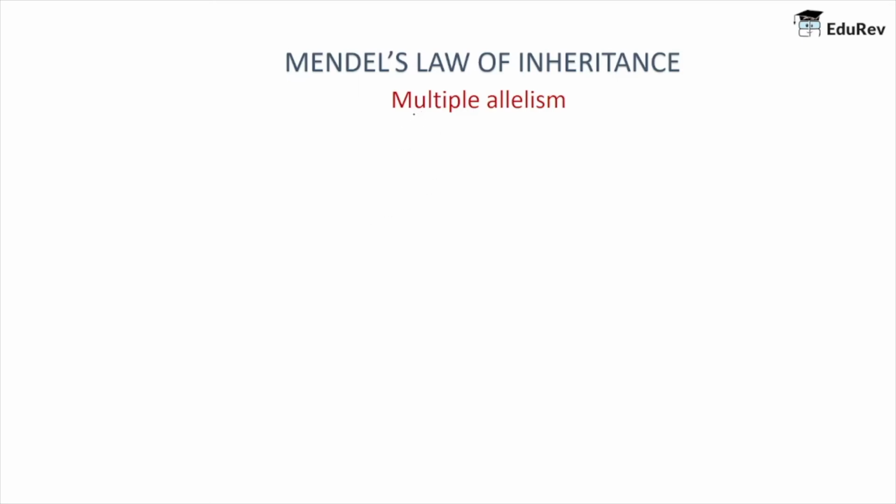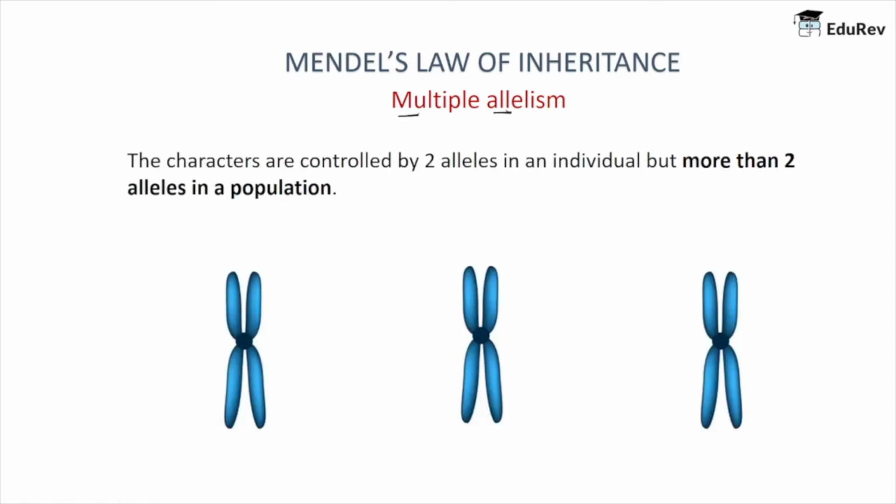Now multiple allelism, what do you mean by multiple alleles? We are studying about multiple alleles. And where have we seen it? We have seen that 3 alleles are governing the same character, that is blood group. Allele A is giving out blood group A, allele B is giving out blood group B, and allele i is giving out blood group O. So this condition where 3 alleles are governing the same character is called multiple allelism.